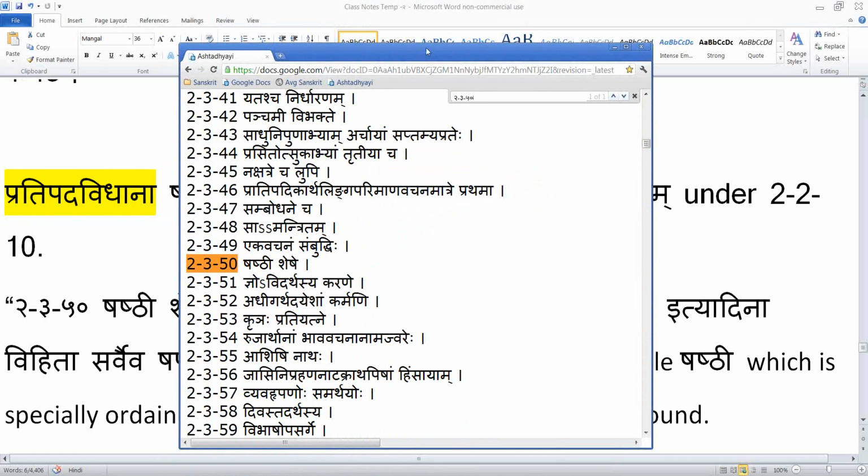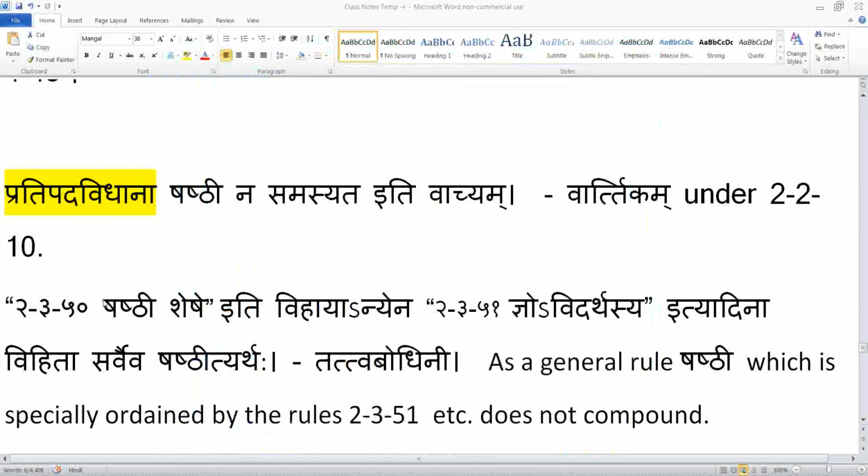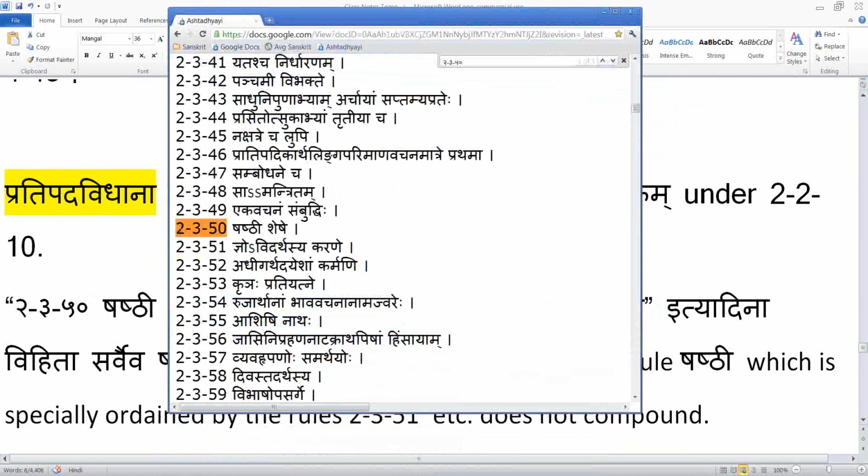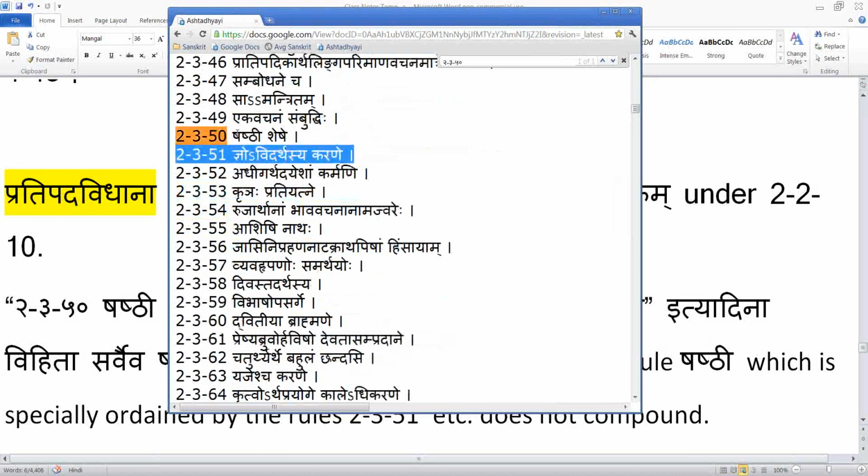Which are those now? So there we have, Tattva Bodhini says, that Shashti Sheshe Iti Vihaya Anyena Nyo Vidarthasya Ityadina Vihita Sarva Eva Shashti Ityartha. So any Shashti which requires a rule other than 2-3-50. So 2-3-50 is Shashti Sheshe. That is not Pratipada Vidhana Shashti. That's Samanya Shashti, Sambandha Shashti, straightforward. But all these others, for example, Nyo Vidarthasya Karane, this is a specific condition required for the Shashti to be used.